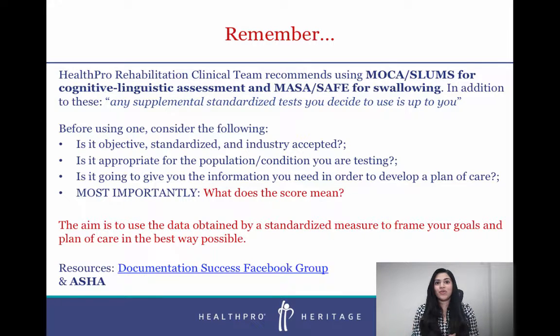So make sure you are really elaborating the meaning of that score, irrespective of the test you use, in your narrative, in your progress notes, in your updated plan of care, and always mentioning what that means for the patient and their impairments. The aim of a standardized test is to use the data obtained by the measure to frame your goals and plan of care in the best and most meaningful way possible.